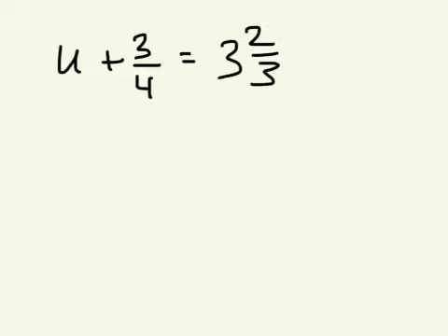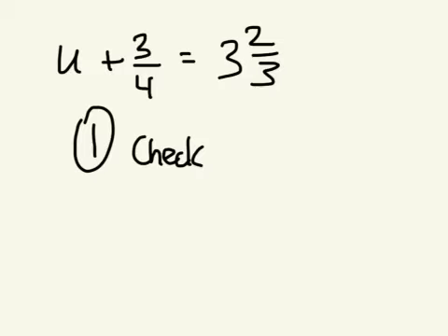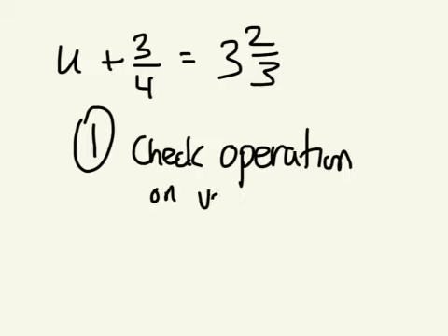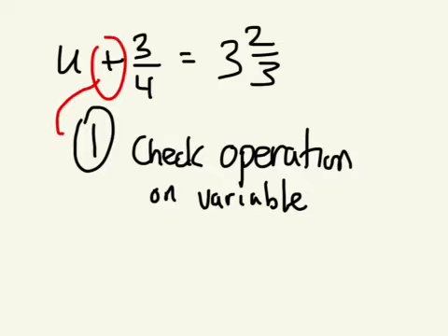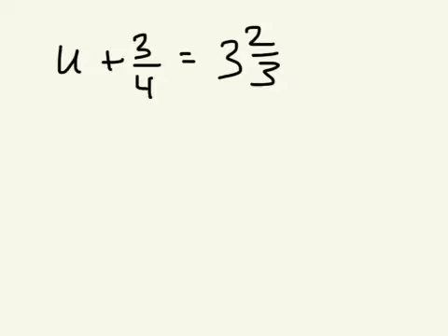The standard rules apply. Step one, we're always going to check the operation on the variable. So in this case, the operation is addition. Since this is addition, we write the opposite of this operation, and then we write the same number.